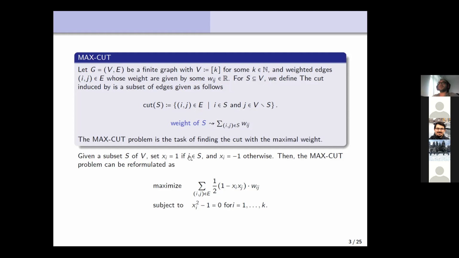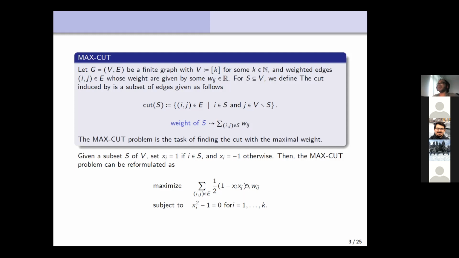To solve this problem, one idea is to formulate it as a polynomial optimization problem over the Boolean hypercube. What do I mean by Boolean hypercube? All of your variables xi correspond to your vertices. If your vertex is in S, then xi is 1. If your vertex is not in S, then you put -1.